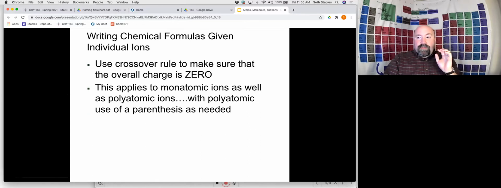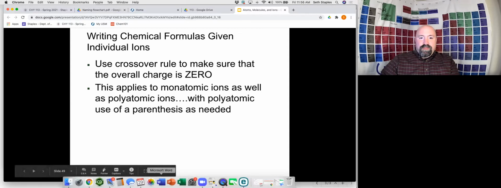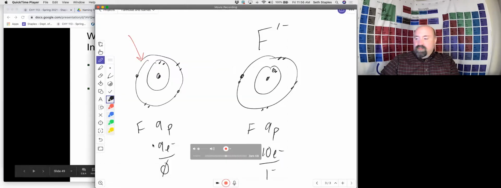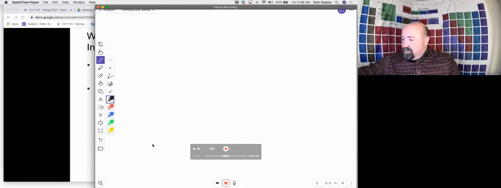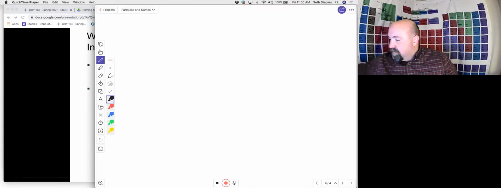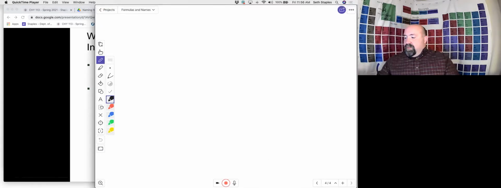There are actually several ways to do this. We could use something called the crossover rule, and these rules also apply to polyatomic ions, which we'll look at in just a minute. But actually, rather than going through some of these PowerPoints, let's just do a couple examples because I think this will help out.